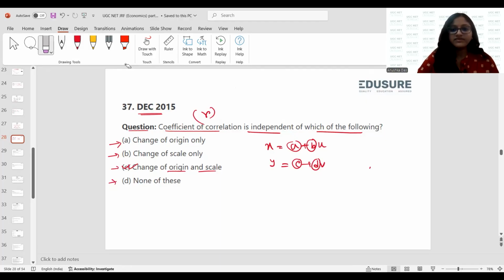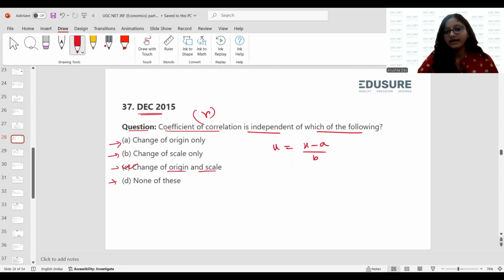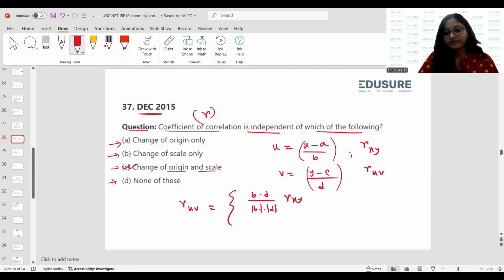Or you can take this in this fashion also. Let me define u and v as functions. Suppose u is (x minus a) upon b and v is (y minus c) upon d. Now, the correlation coefficient between x and y is rxy. You have to find out what will be the correlation coefficient r_uv. If you simplify these things and use the formula, what you will get is this: r_uv will come out to be b into d upon mod b into mod d into rxy.